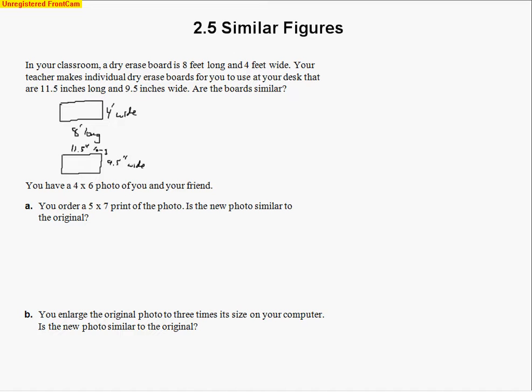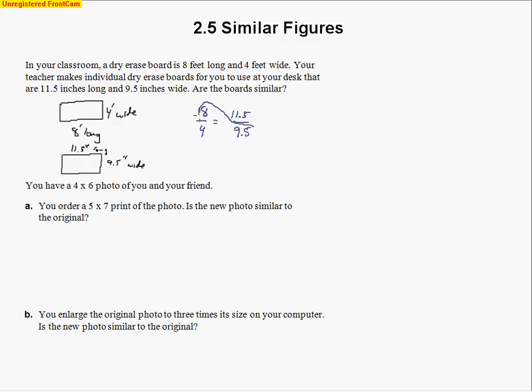So I go ahead and write that as 8 is to 4 as, and then 11.5 is to 9.5. So you see how when I set it up, I started with just two numbers from the one figure. And so I did 8 is to 4. And then if I do that, I need to make sure the corresponding sides go in the same location. So 11.5 corresponded to 8, so I put that in the same location in the fraction. Same thing with the 9.5 and the 4. So we're ready to multiply.